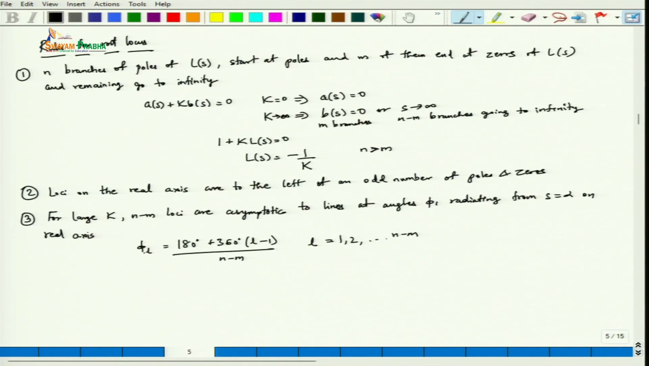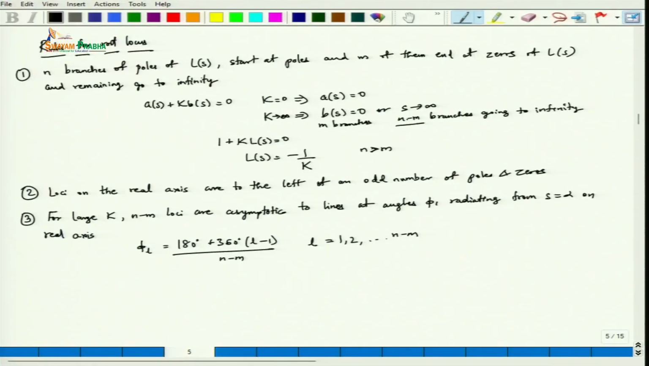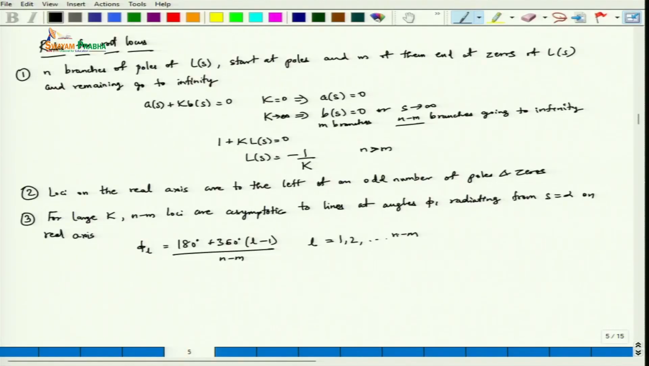So these are the angles of the branches which remain, which we have seen here, that is the difference between the number of poles and number of zeros. They move in an asymptotic fashion for large values of k, and these are the angles, and these asymptotes radiate from this S is equal to alpha on the real axis, and this is the formula for alpha. So basically summation of all pole locations minus summation of all zero locations divided by n minus m.